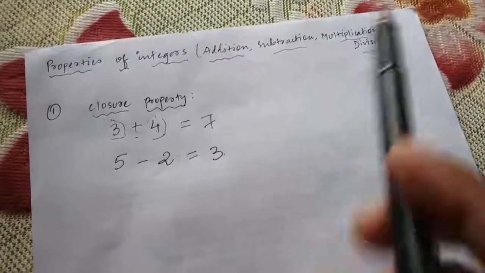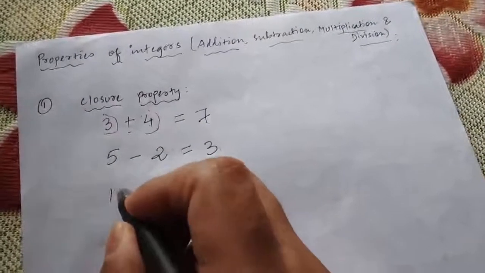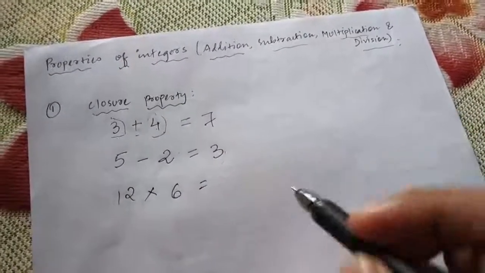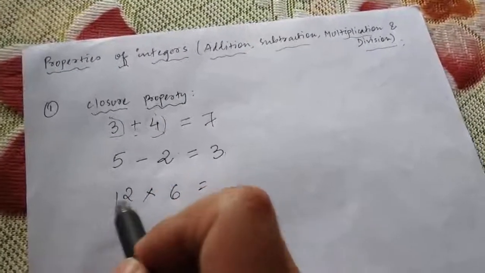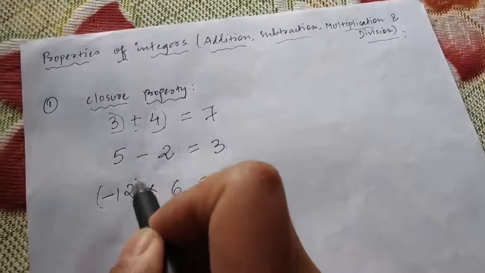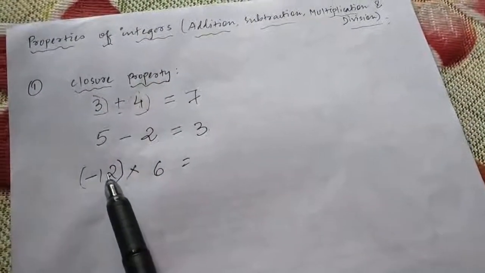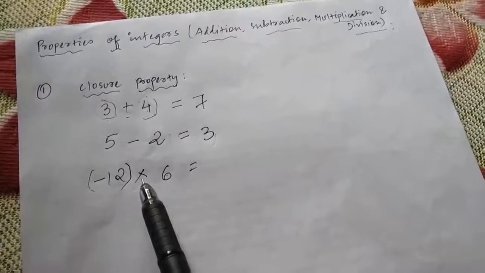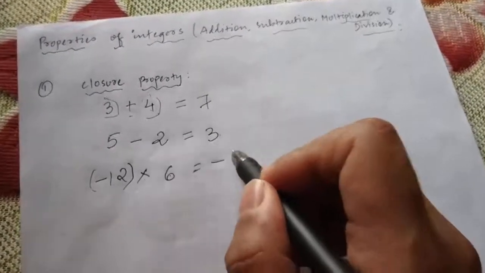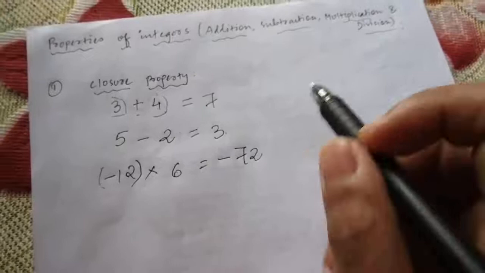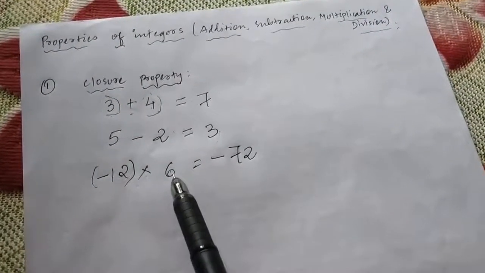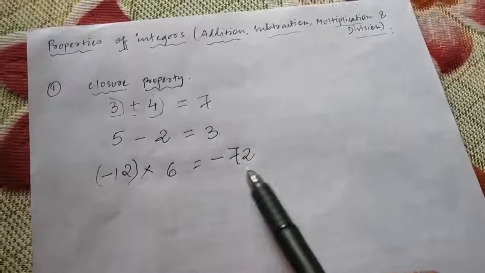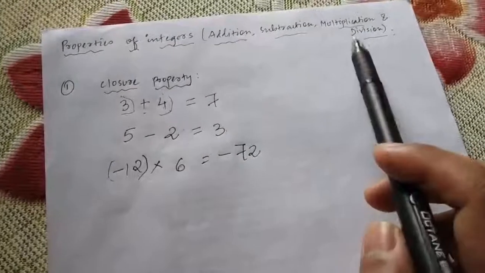Now we will go for multiplication. Let us take minus 12 into 6. So here I have taken one negative integer, minus 12, and one positive integer, plus 6, and I have done the operation of multiplication. Now I am getting minus 72. I have taken integers, I have done the operation of multiplication, and I got an integer. Okay, now lastly we will see for the division.